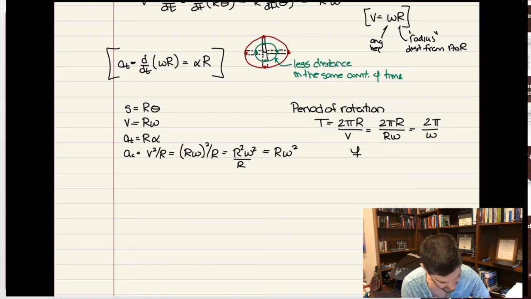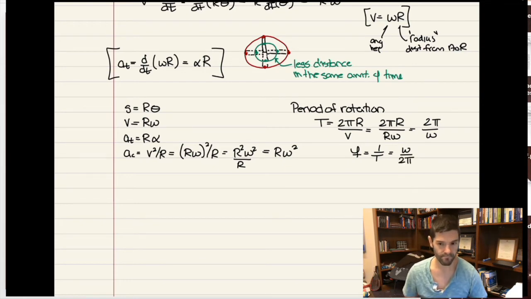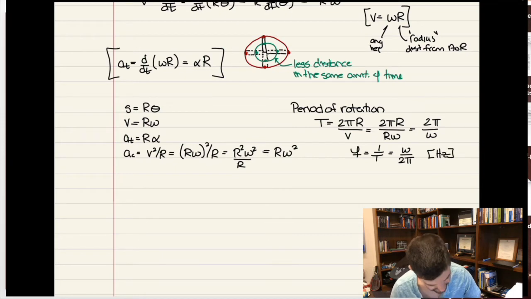And sometimes you see the frequency, which was defined as just 1 over the period, the frequency of rotation, which in this case is just omega divided by 2 pi. Easy enough. Remember, the units of frequency was hertz. Period has units of seconds, or time rather. And if it's 1 over seconds, that is a special unit which we call the hertz.